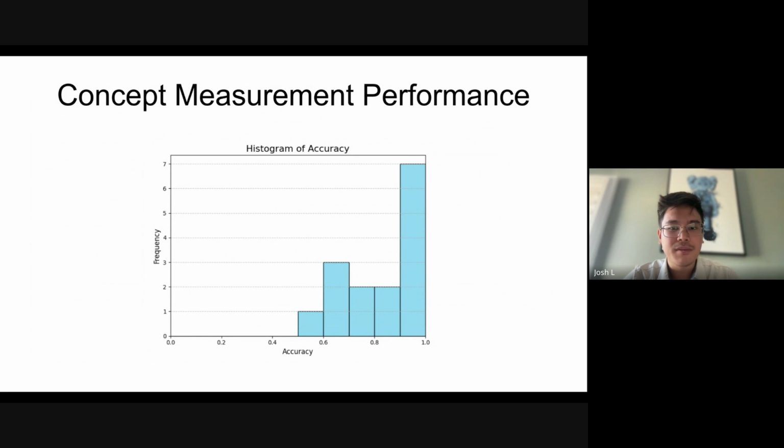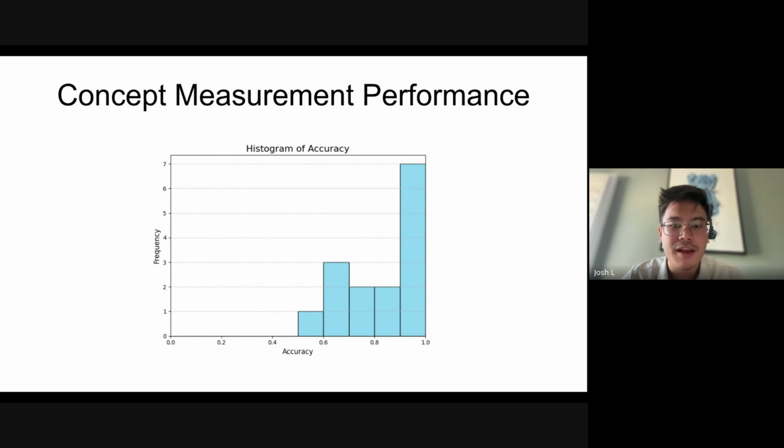You can see that the performance is quite high for a good number of concepts. About 7 concepts are being measured with an accuracy of 90% or higher, which is quite encouraging, with only about 4 concepts having an accuracy less than 75%. So you can see here that a vast majority of concepts are being measured with high accuracy.